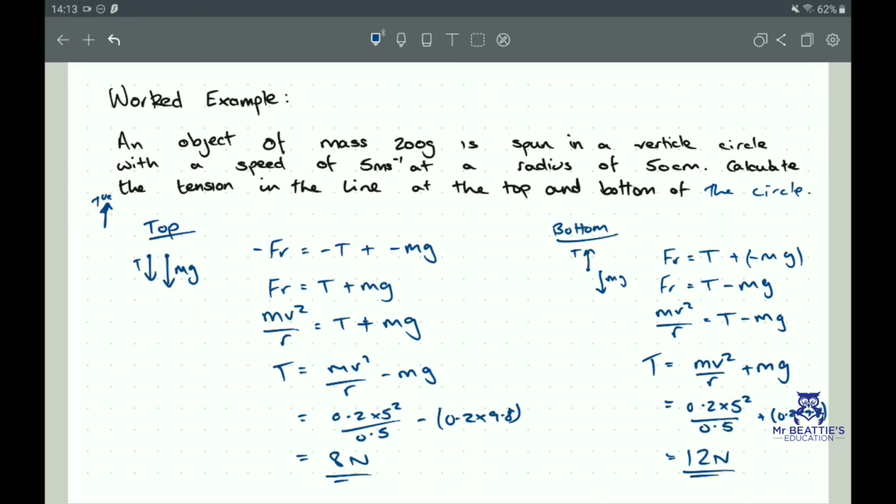Okay, that's us for this video. I know that's been a lot. You might need to watch it a couple of times to get it all to soak in. We're just looking at centripetal force and centripetal acceleration here. There are going to be some questions that you can do to practice this.